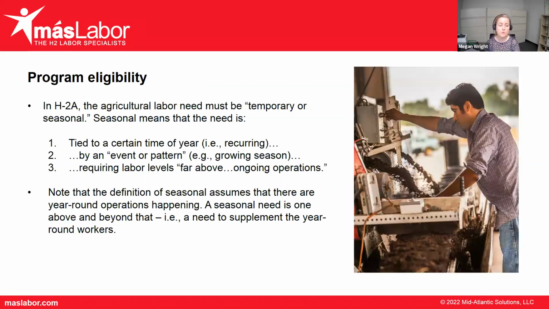And so now, when we continue talking about program eligibility, we've already talked about that first half for H-2A with the definition of what is agriculture. The second half of that eligibility equation is making sure that the agricultural labor need is either temporary or seasonal.